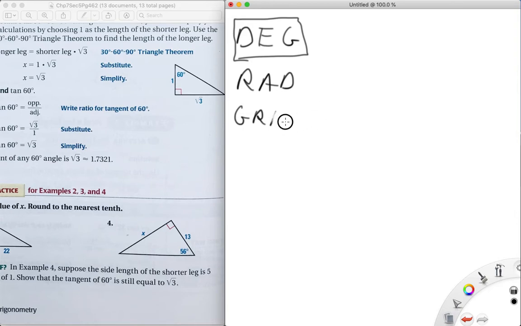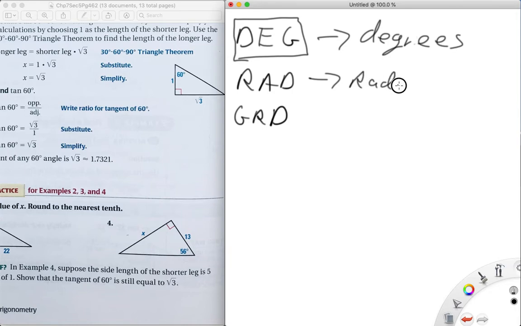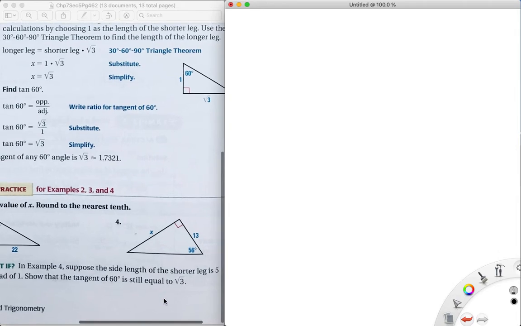Oh, no, it doesn't say GRAD. I'm sorry, it says GRD. So this is for degrees. This is for radians. And you guys will do that when you take pre-calculus, calculus. And this is for gradients. We don't really use gradients much. But make sure it's set to degrees, the one on top. Otherwise, you will get false answers. Don't let that be you.